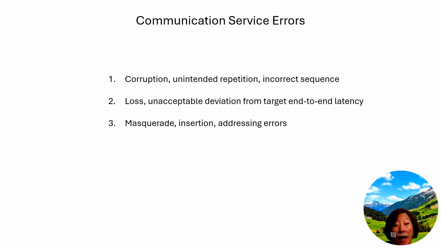Communication service errors. Corruption errors can occur due to interference or hardware issues. The 5G system needs robust error detection and correction mechanisms to mitigate these. Unintended repetition and incorrect sequence errors can be particularly problematic for control applications, requiring the system to implement sequence numbering and potentially discard out-of-sequence packets.